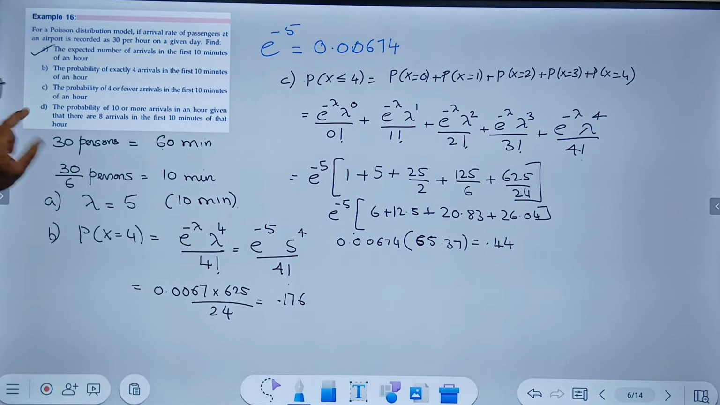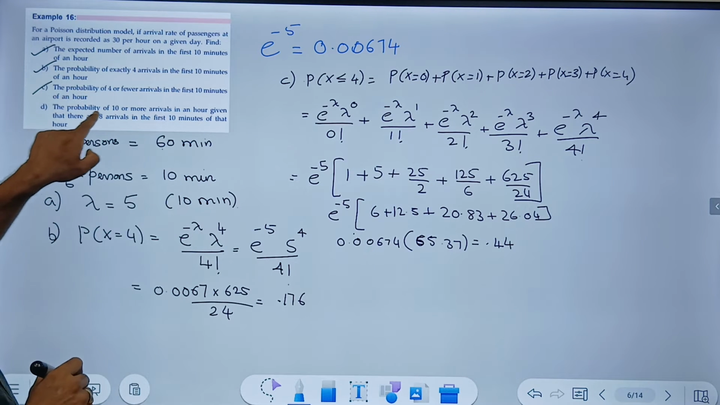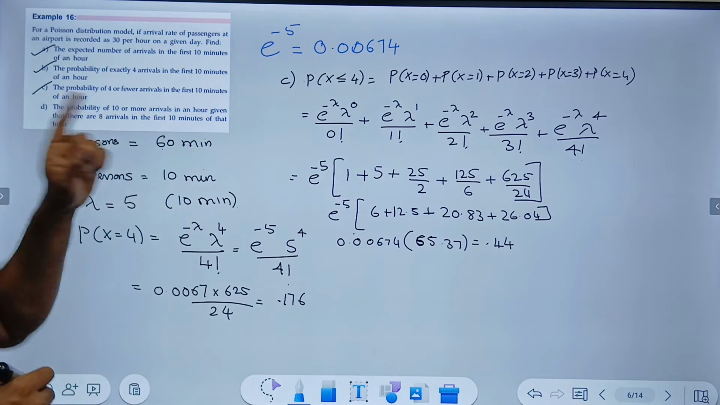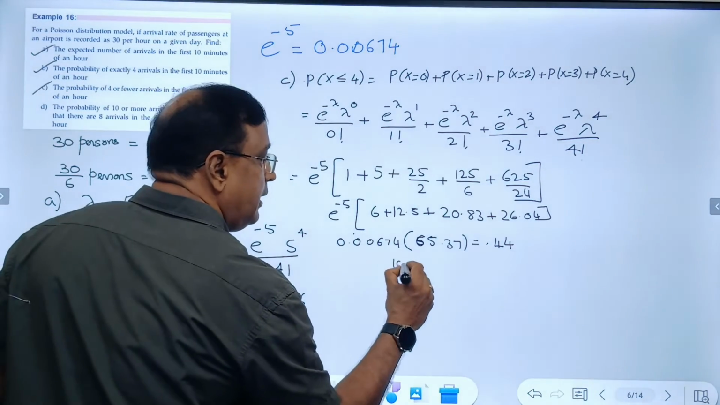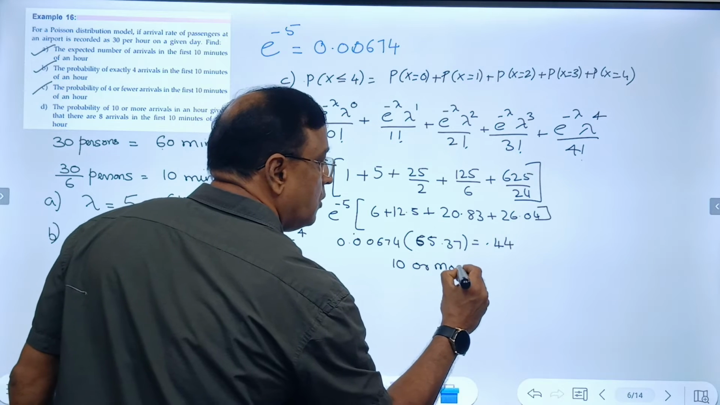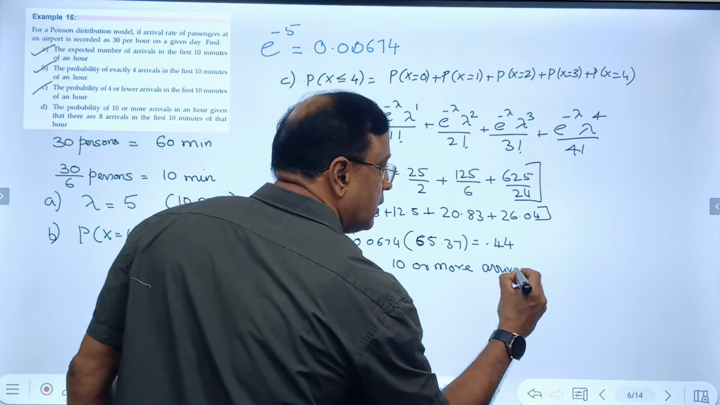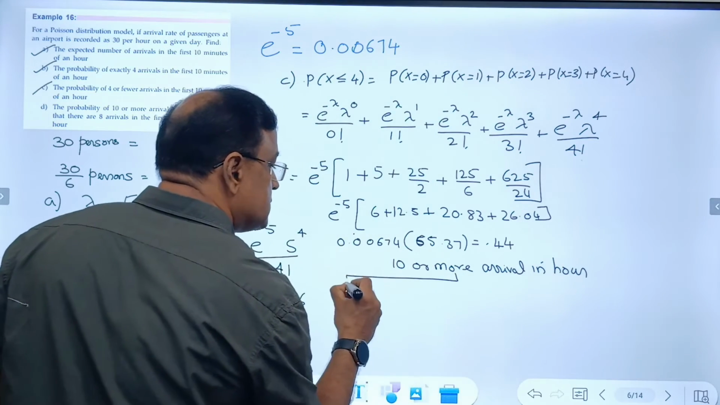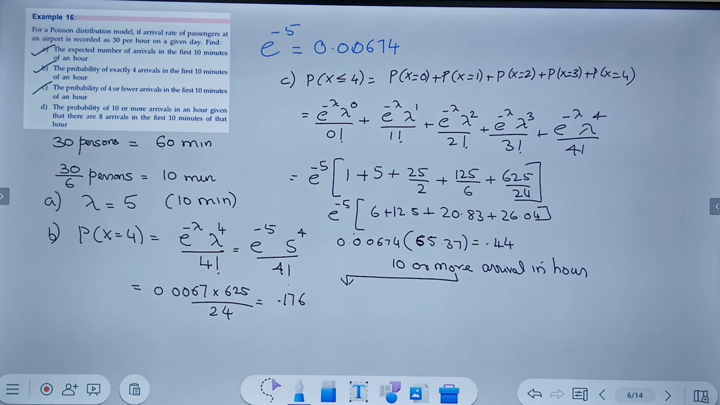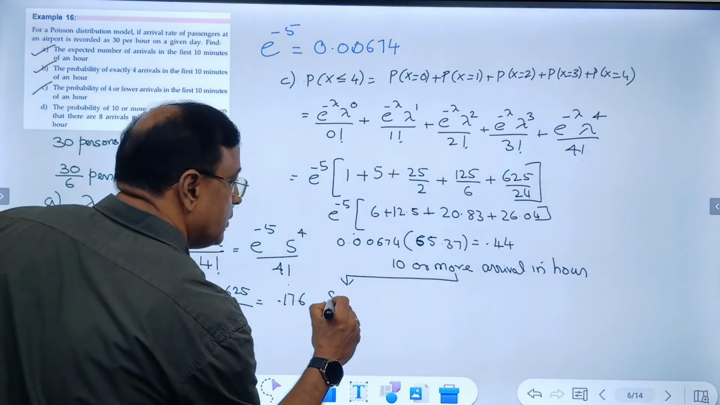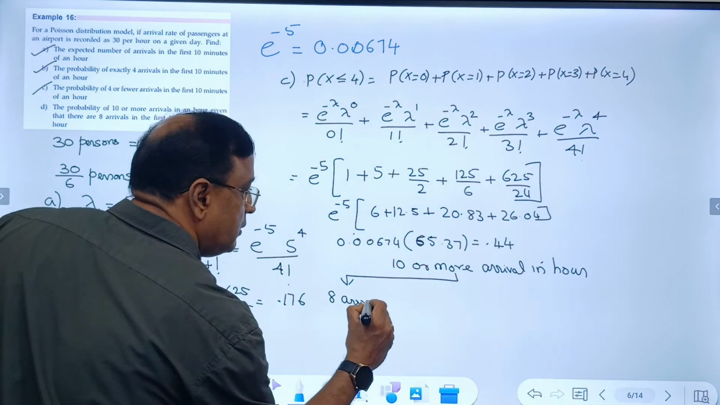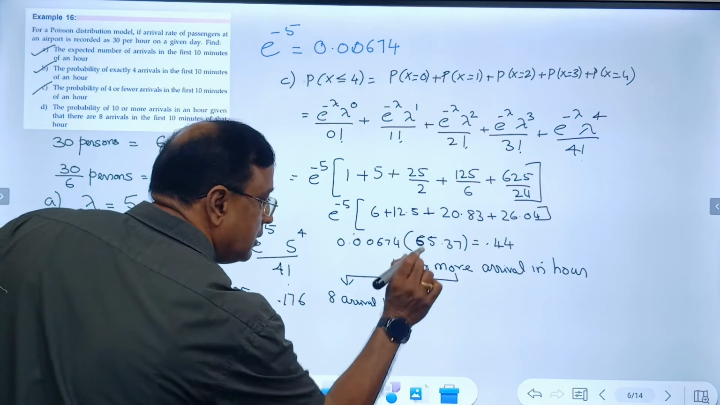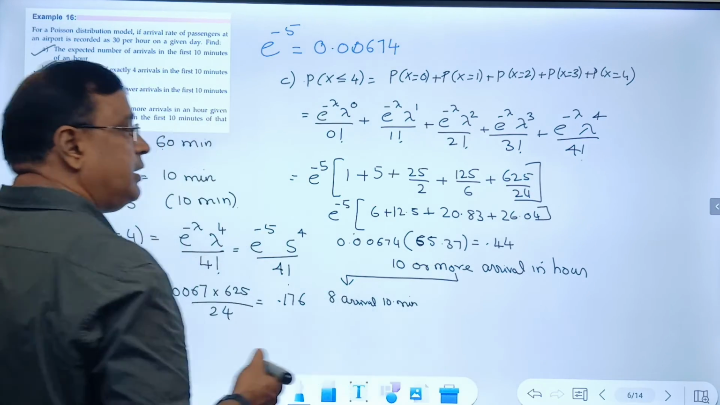This part is very simple. Everyone knows this. So the last subdivision is a little complicated. You have to be very, very careful. The probability of 10 or more arrival in an hour. I want to find 10 or more arrival in 1 hour. But he has given something very interesting. What is it given? 100% we are sure that there will be 8 arrival in the first 10 minutes. So 8 arrival in 10 minutes. In the first 10 minutes I get 8 arrival.